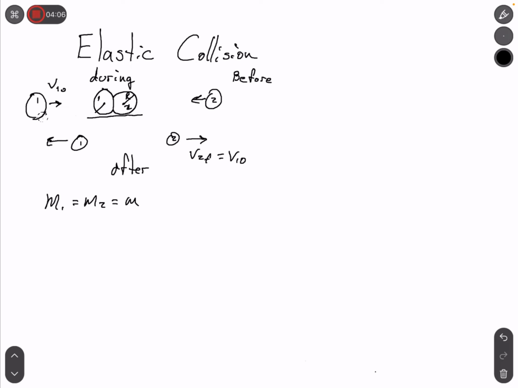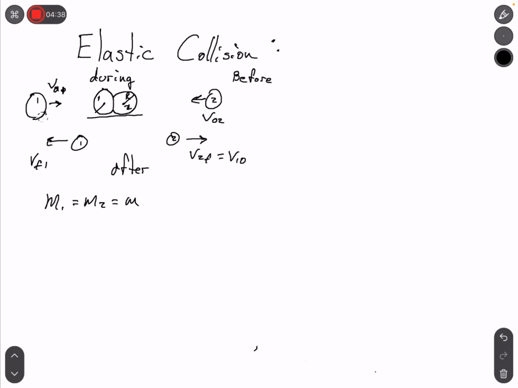Well, it's the same here. This guy goes that direction and so does that one. So that means that V2 initial equals V final of 1. Okay. So at any rate, that's an elastic collision.